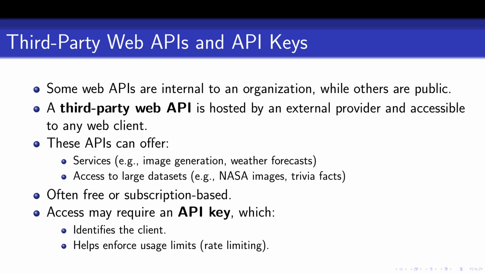Third-party web APIs are APIs made publicly available by external providers. These APIs can perform useful services, such as generating images, providing weather forecasts, or delivering large public datasets like NASA images. Some of these are free, while others work on a subscription model. Many require an API key, a unique identifier that helps monitor usage and ensure fair access by rate limiting how often a client can make requests.